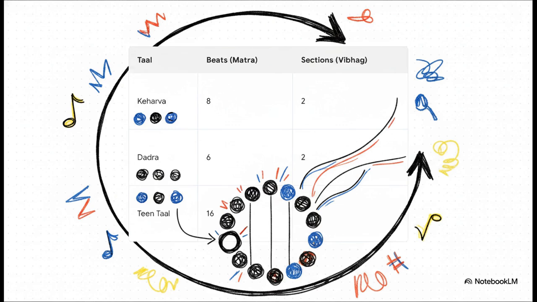And there's this crucial concept called the sam. That is the all-important first beat, the starting point where the melody and the rhythm brilliantly sync back up. Of course, you've got other cycles too, like Kairava with 8 beats and Dadra with 6, giving musicians all these different rhythmic canvases to play with.